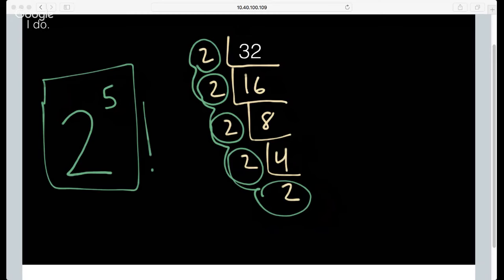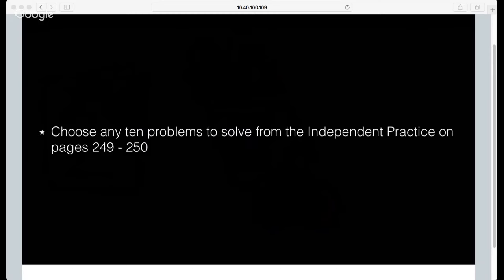So 32. Good. So that was it for lesson 9.2, a super easy, quick lesson. Right now I'm going to move into lesson 9.3, and you're fine to step in and step out of this recording whenever you want to. But for lesson 9.2, I'm asking that you choose any 10 problems to solve in the independent practice on pages 249 through 250. Any 10 problems. That's your homework for lesson 9.2.